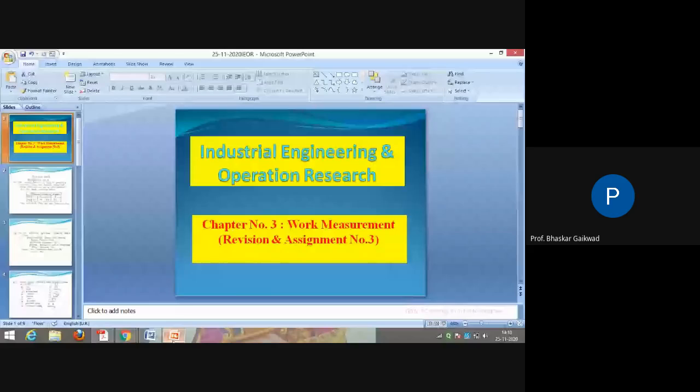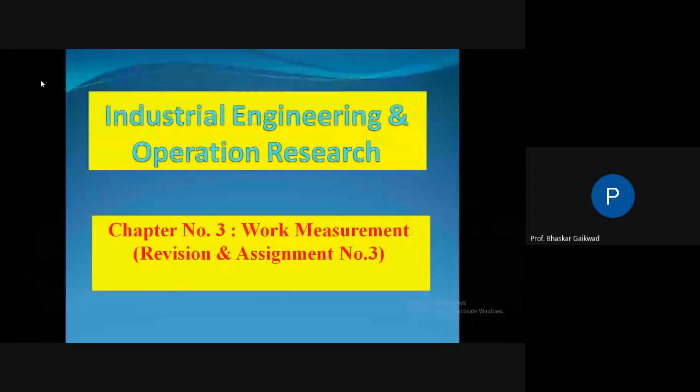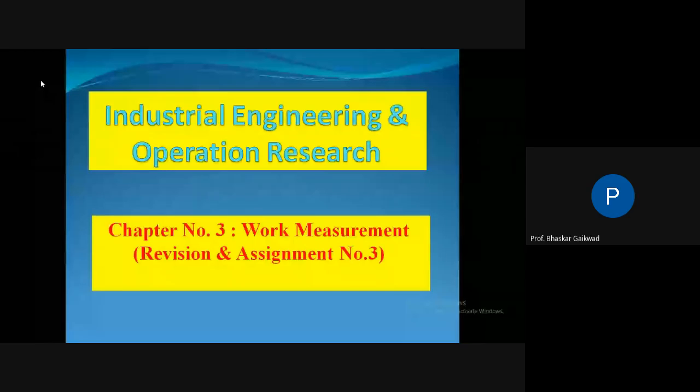Work measurement is nothing but one technique required to establish standard times from qualified workers. It is very simple to decide the standard times by calculation, established from qualified workers for a specific job. The job should be specific and the worker should be experienced and qualified, and we have to establish the standard times on this. This is called work measurement.